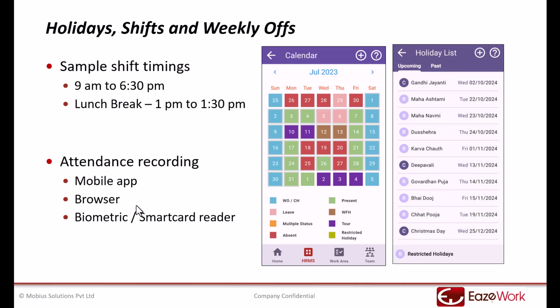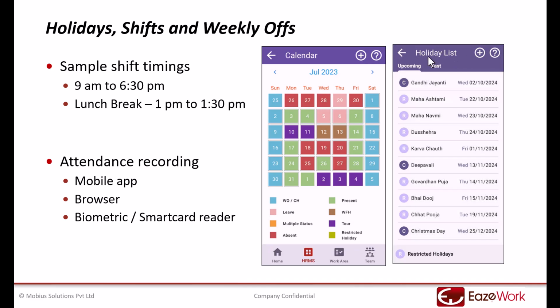Holidays, shifts, and weekly offs. Every employee is mapped to a shift. As you can see here, a sample shift is, let's say, 9 a.m. to 6:30 p.m. with a defined lunch break of 1 p.m. to 1:30 p.m. The company might have more than one shift. The employees also might be mapped to different shifts at different points of time. It is very important that you are mapped to the correct shift when you're marking attendance. Otherwise, the attendance data will not reflect properly in the system.